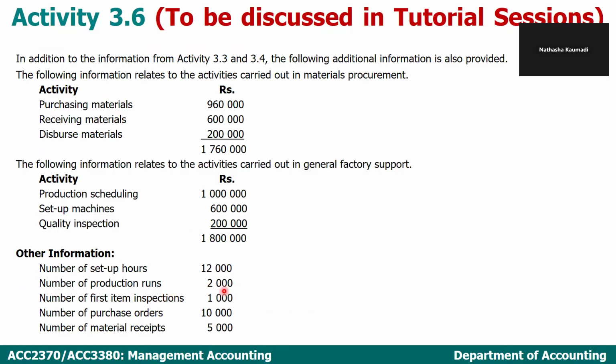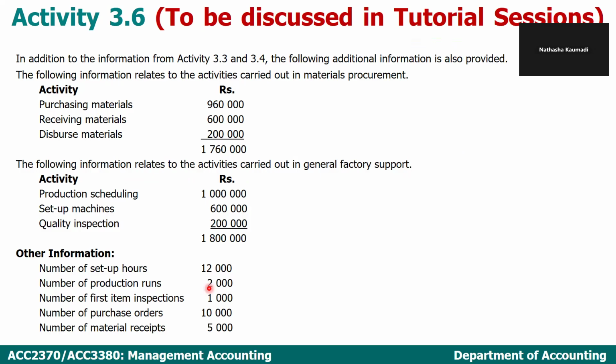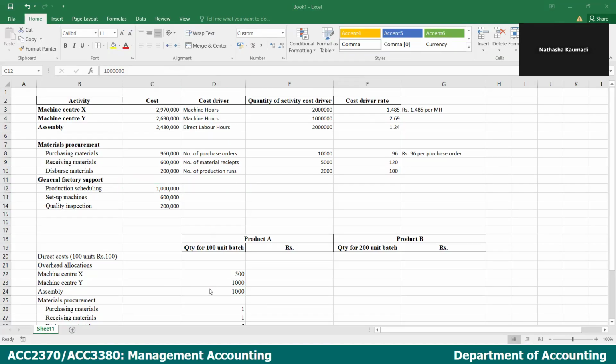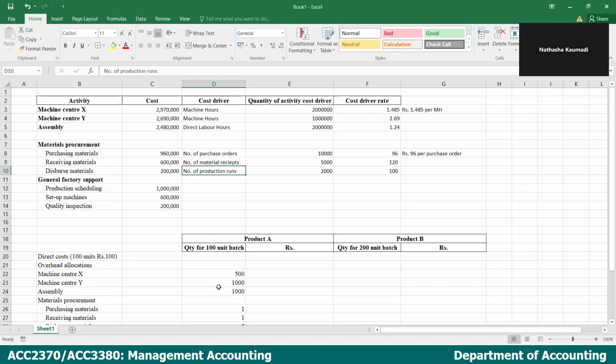How many production runs are there? They are expecting 2000. So I'm taking the cost of 100 rupees per production run. And then production scheduling, that's easy. Production scheduling cost would increase when you have more production runs going. So I'm taking number of production runs again as the cost driver. Again, it's 2000. And then the cost driver rate would be 500 rupees per production run.